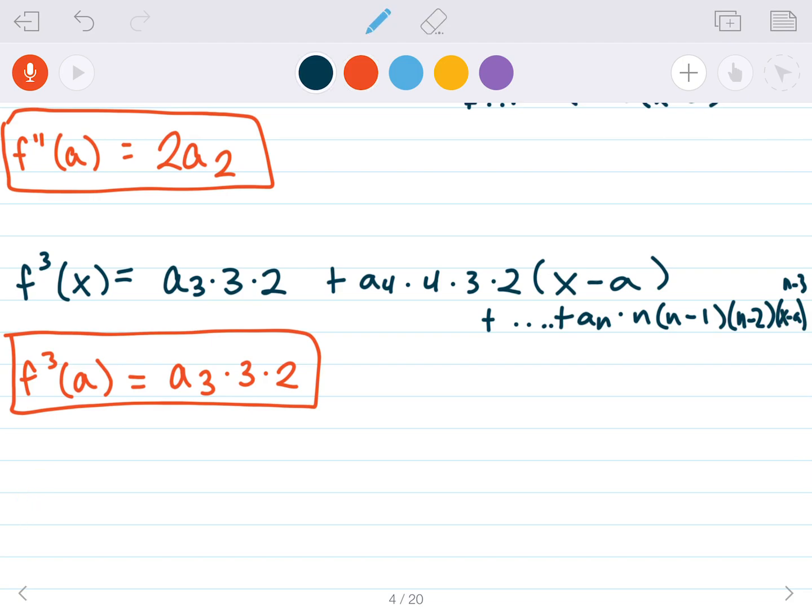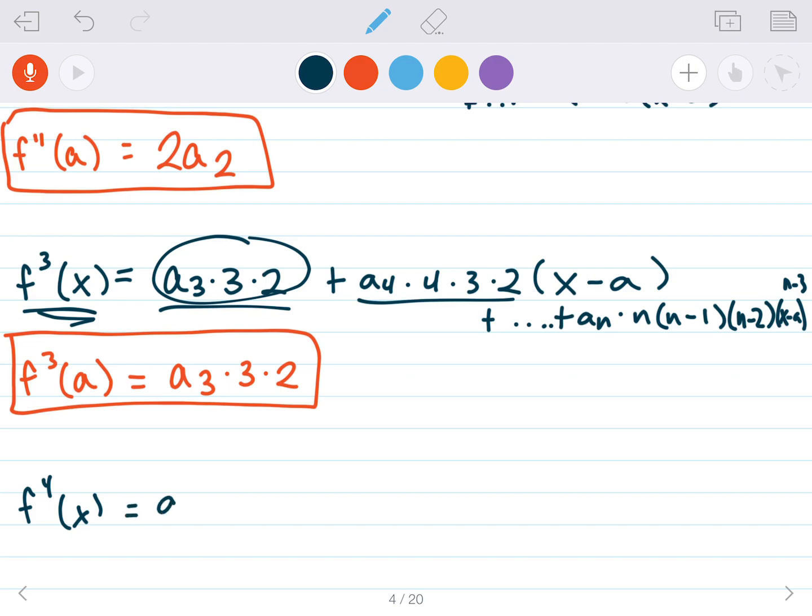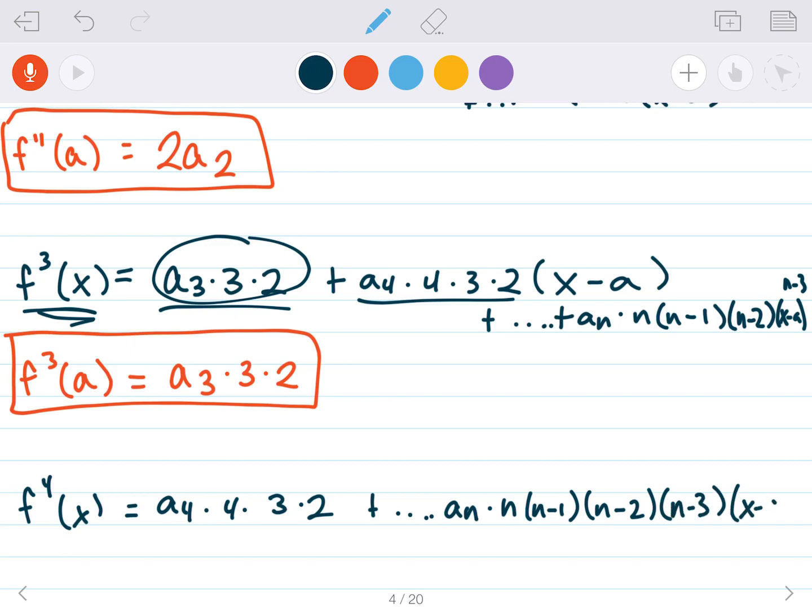The fourth derivative. So I'm just looking at this and taking the derivative term by term. This goes to 0 because it's a constant. This is simply a sub 4 times 3 times 2 plus a sub n times n minus 1 times n minus 2 times n minus 3 times x minus a to the n minus 4. So that is our fourth derivative.